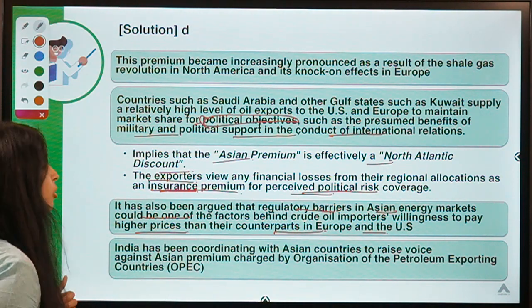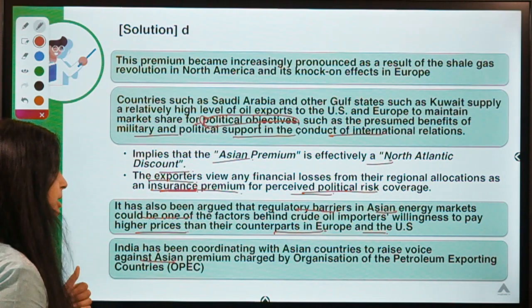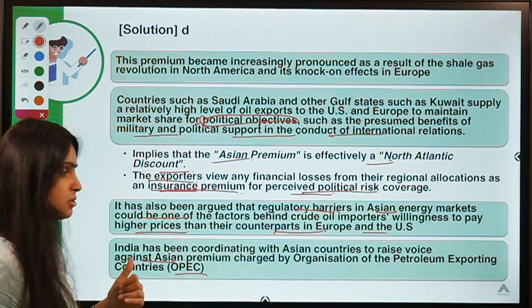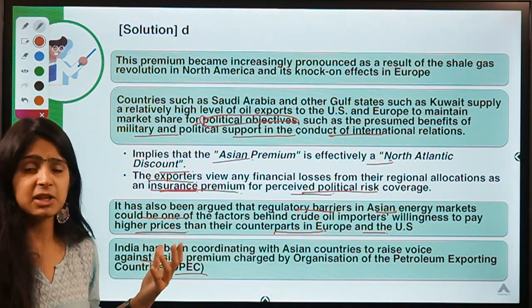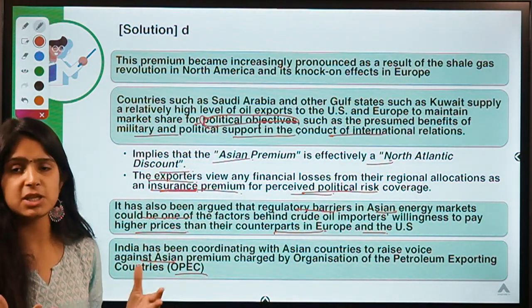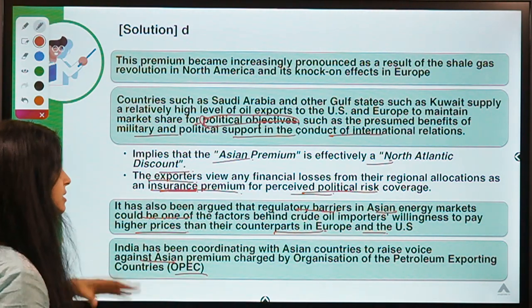So India has been coordinating with Asian countries to raise their voice against this Asian premium charged by OPEC. India has been protesting against it, and they want to get rid of this Asian premium so that Asian countries can also get competitive prices, right?